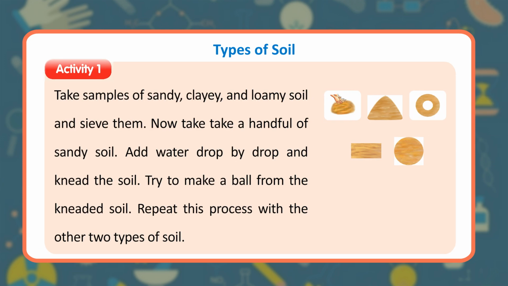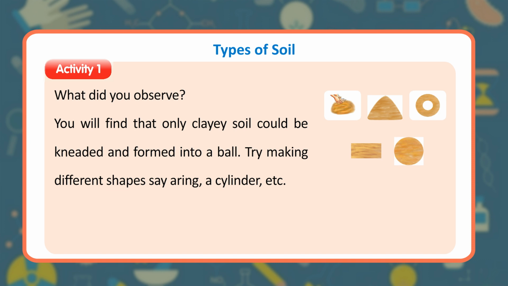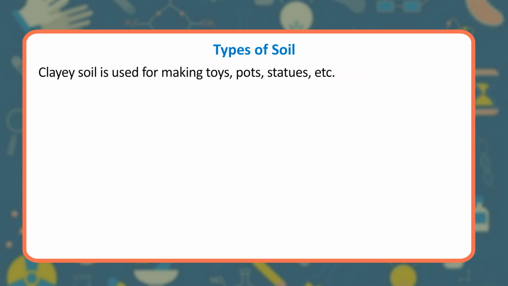Activity. Take samples of sandy, clayey, and loamy soil and sieve them. Now take a handful of sandy soil. Add water drop by drop and knead the soil. Try to make a ball from the kneaded soil. Repeat this process with the other two types of soil. What did you observe? You will find that only clayey soil could be kneaded and formed into a ball. Try making different shapes, say a ring, a cylinder, etc. Clayey soil is used for making toys, pots, statues, etc.